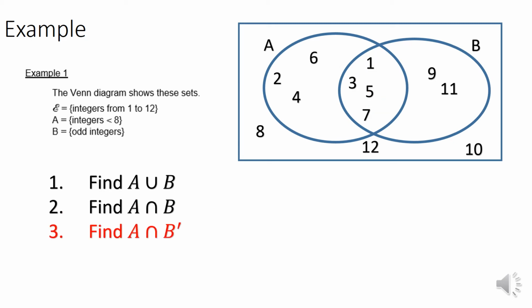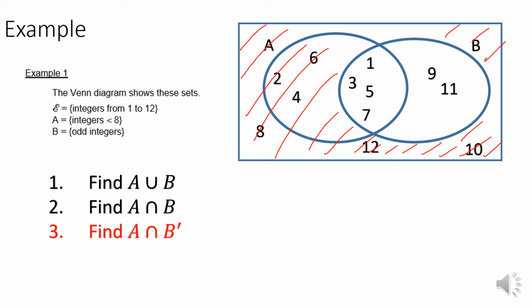Okay, and last one, A intersection not B. So the first thing we're going to do is shade in not B. So that is anything that is outside of the B circle. So that's not B, and we're intersecting that with A. So now we're going to cross-hatch with anything in A. And we're looking for the section that is double shaded, so that is this section.